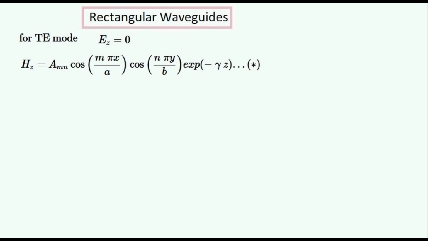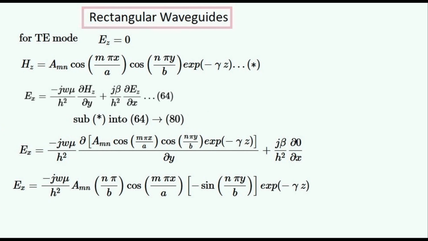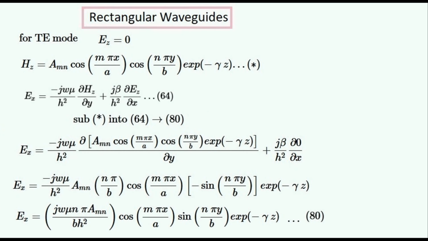We can do a similar calculation for the TE mode. In this mode, Ez is 0, and Hz is equal to this. This is what Ex is in terms of Ez and Hz. Making this substitution gives us this value for Ex. After evaluating the differential equation, we get this expression. The expression containing Ez vanishes. Tidying up this equation gives us this formula for Ex in the TE mode.